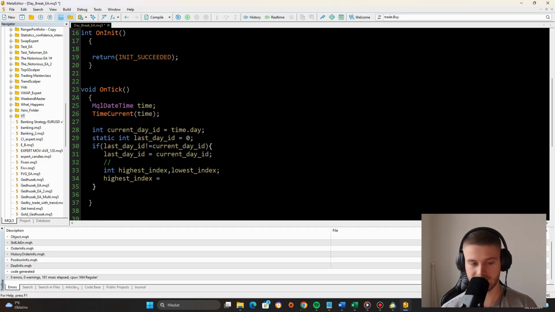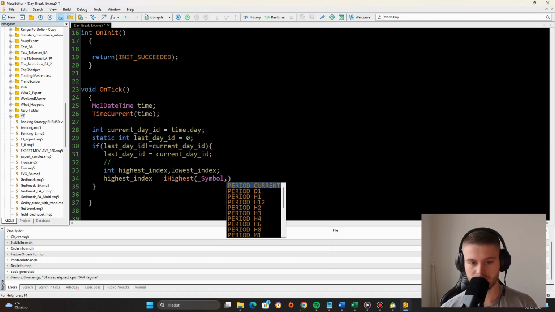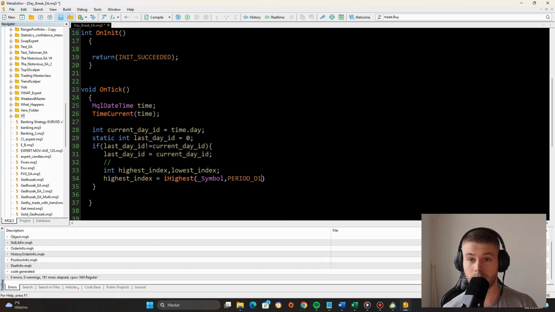So highestIndex is equal to iHighest for the current symbol. And now I won't be using the current period. I will be using PERIOD_D1, because now I am working with days. This will make my life much more simple, because otherwise I would have to calculate how many bars of the current period is equal to, for example, 2 days or 3 days, and I can just use PERIOD_D1 and it will be very simple for me.